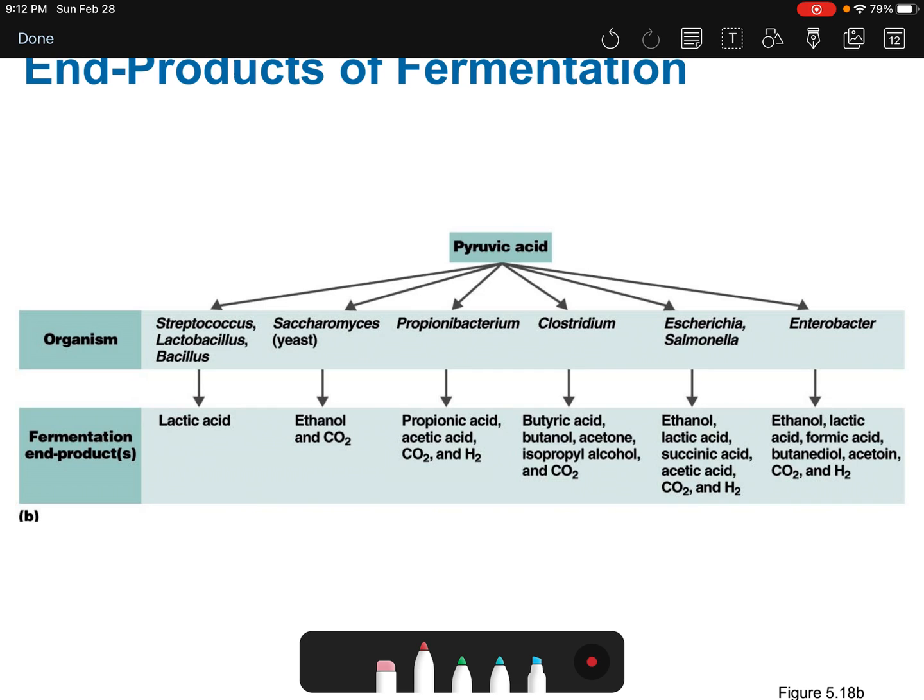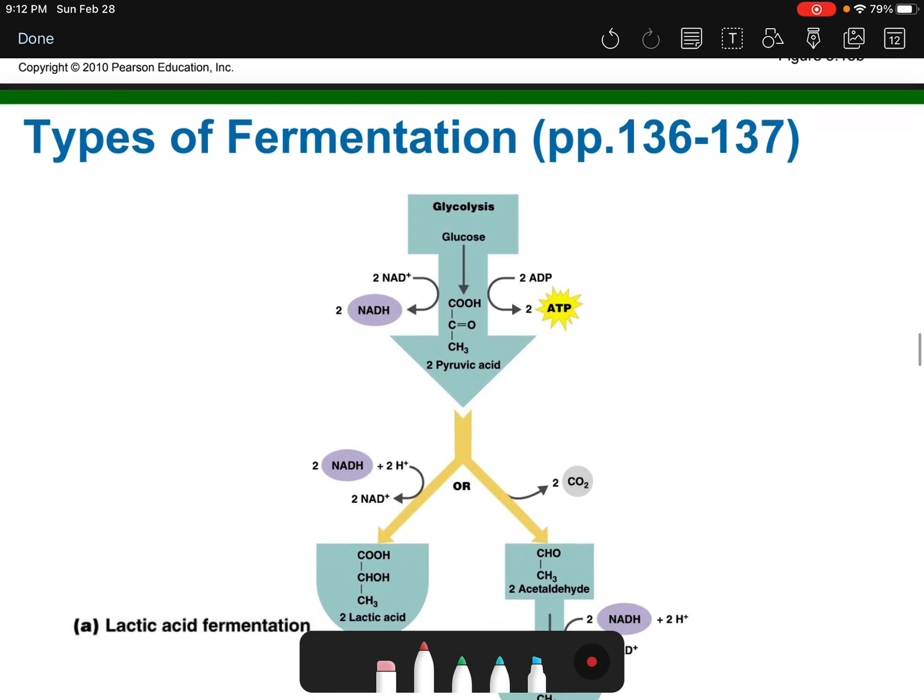So again, some of the things that can be produced from some of the different bacteria: lactic acid, ethanol and carbon dioxide, propionic acid, acetic acid, butyric acid, butanol, acetone, isopropyl alcohol that we use in our rubbing alcohol when we spray down our desks, succinic acid, acetic acid, formic acid. So all sorts of different types of acids produced depending on what type of bacterium that we're working with here for those fermentation end products.